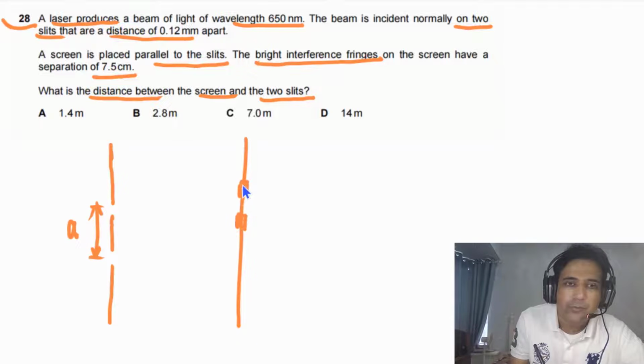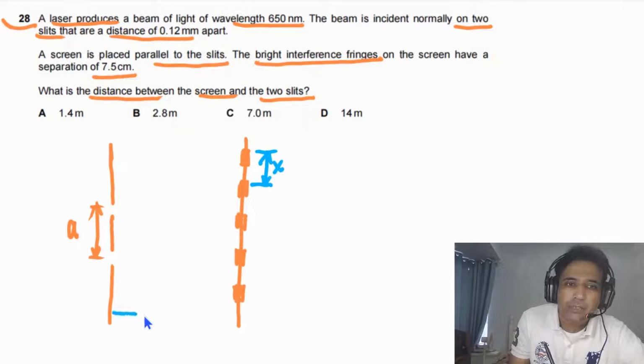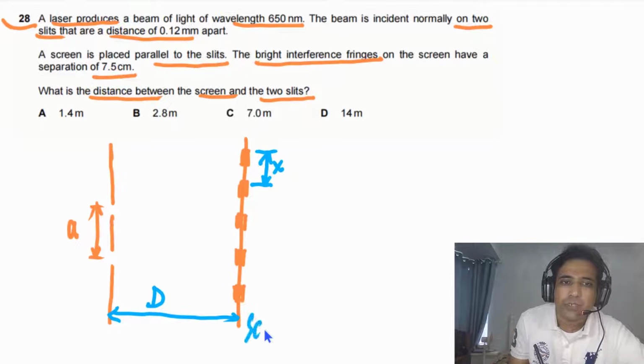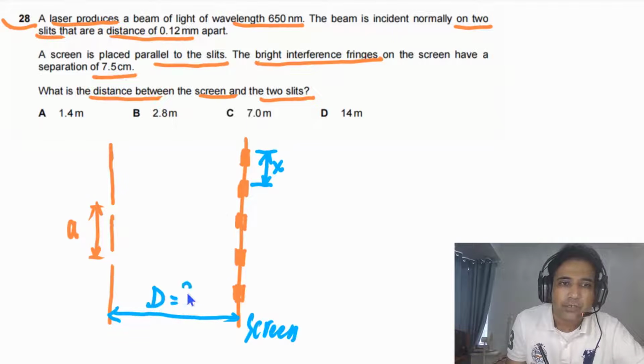Then we have the first order bright fringe, second order bright fringe, and also here we have first order and second order. We also need to understand that the distance between any two bright fringes is X. And we can say the distance between the screen and the slits is D. We have to find out D.